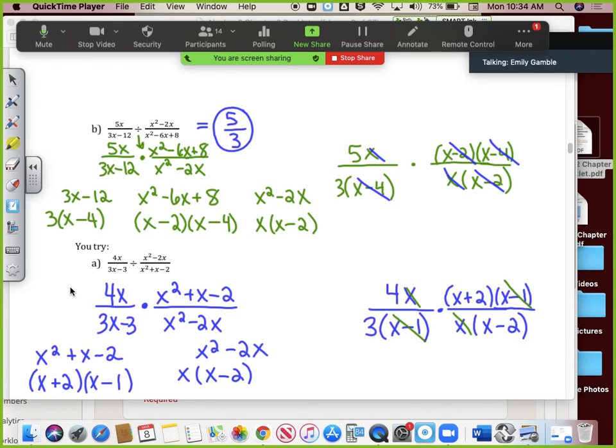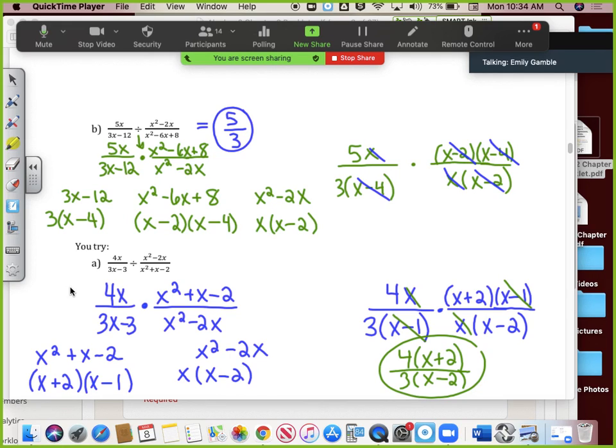I cannot cancel out the x plus 2 on the top with an x minus 2 on the bottom because it's not exactly the same thing. It needs to be exactly the same. So then what I would do with what's left is actually go ahead and multiply. 4 times x plus 2 is the only two things that are left on the top. And then 3 times x minus 2 is on the bottom. Now, this would be the final answer simplified in factored form. This is the answer to the actual problem. When you divide, that is it.